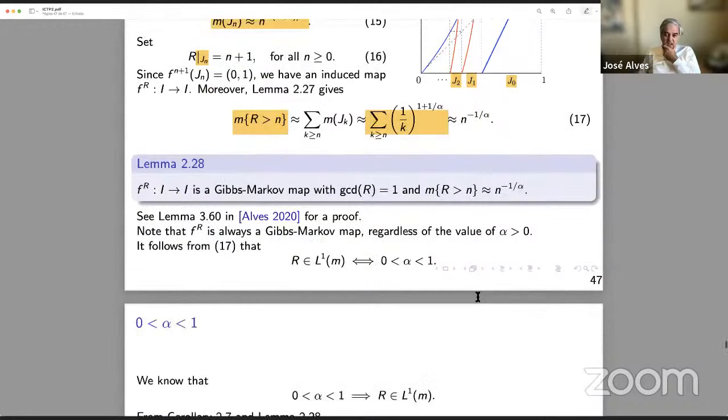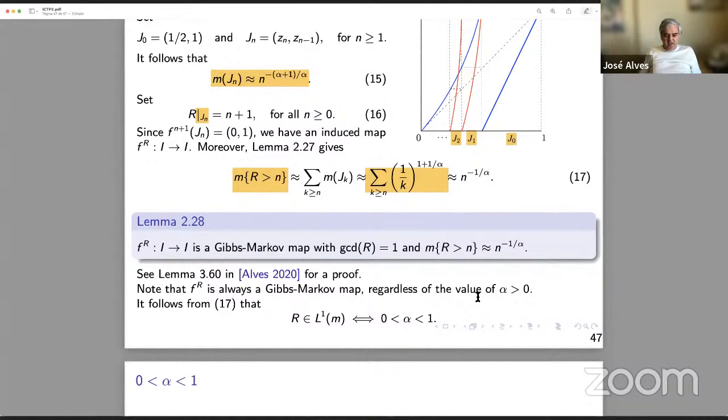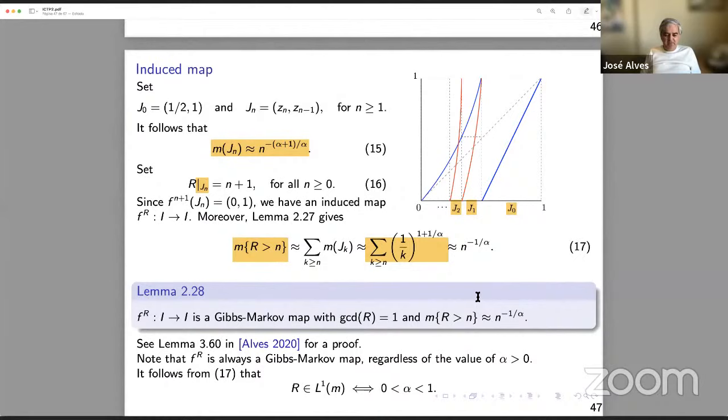I'm not going to prove that we have this Gibbs-Markov map, but it's not difficult to believe. You can apply that lemma that I've given you for smooth maps. This is a smooth piecewise map, so the derivative is bigger than one, and the inverse of the derivative is bounded away from one, strictly smaller than one. And this goes bijectively. This map is smooth, so it has a Jacobian, which here is the derivative. And so you can easily prove that this is a Gibbs-Markov map, for instance using that lemma.